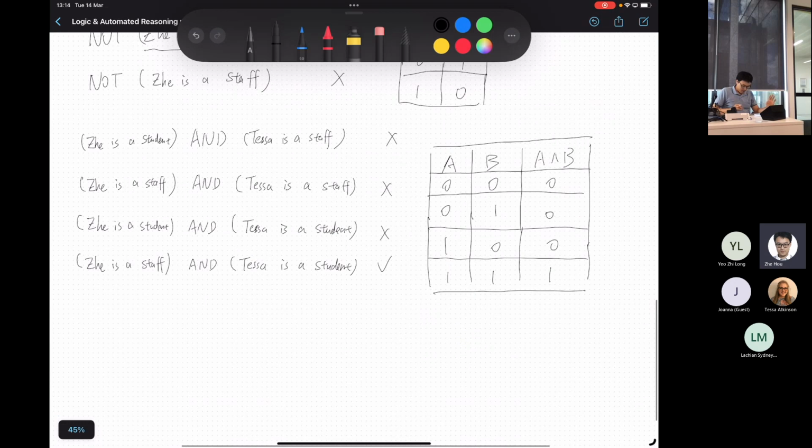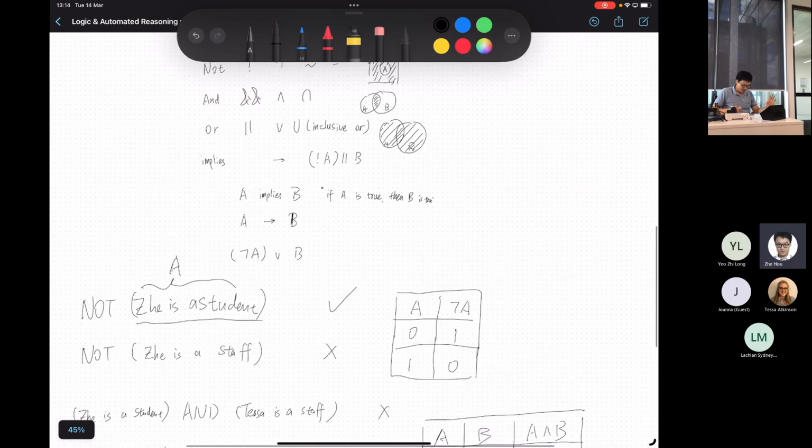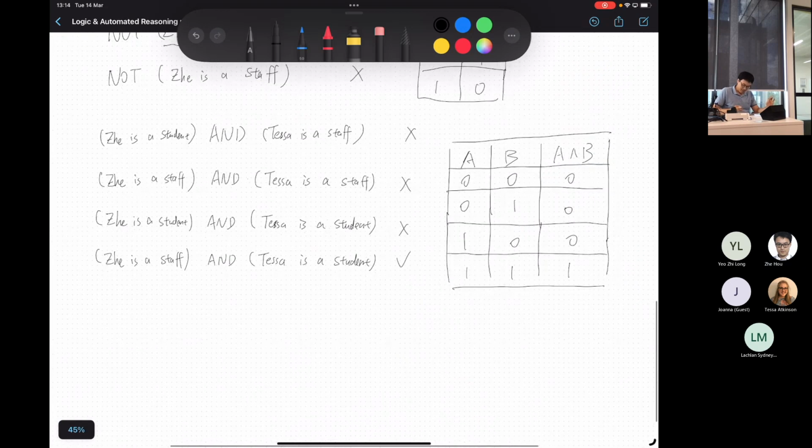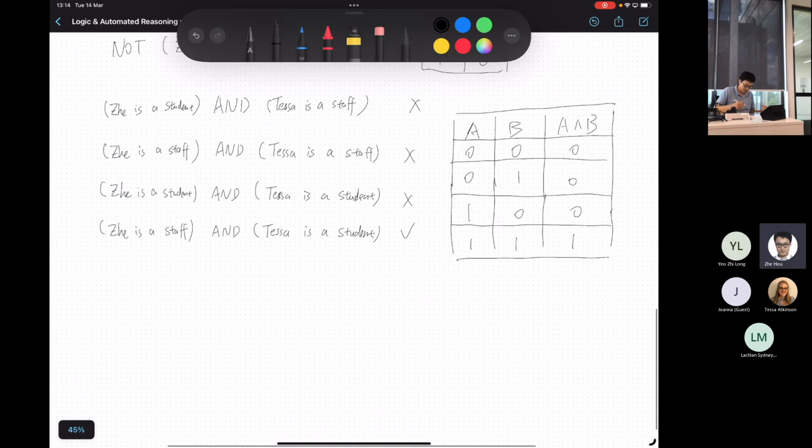Okay, now we've got not, and then this, or. So or is a little bit strange, because here we're talking about inclusive or, not exclusive or. So let's take the same statements.